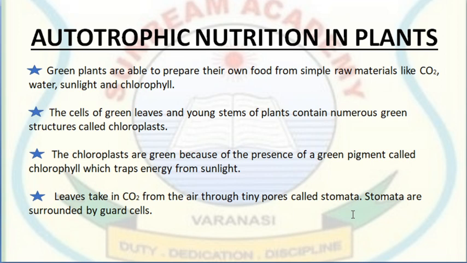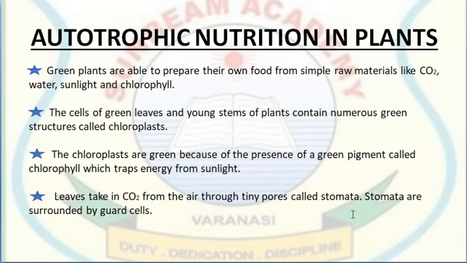Now, children, here you have to know the meaning of the word autotrophic. The word autotrophic is made up of two words. The first one is auto, which means self, and the second word is trophism, which means feeding. So, the meaning of autotrophic is the organism which can prepare its own food.